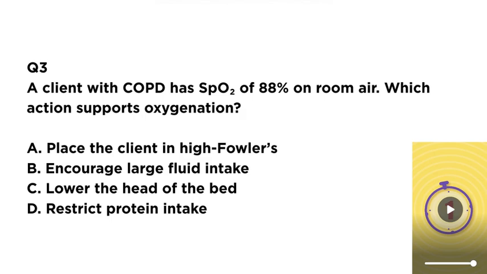B is incorrect because excess fluids risk overload. C is also incorrect because lowering the bed decreases ventilation. D is incorrect because protein restriction does not improve oxygenation.